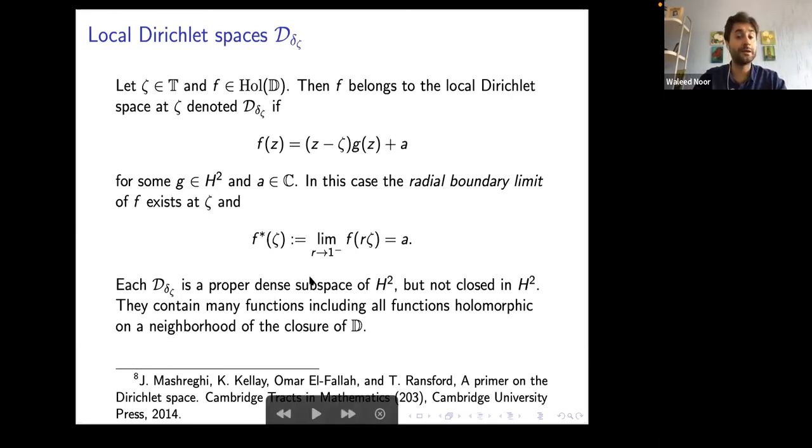These are proper but dense subspaces of H2, but are not closed in H2 with the topology of their own. But they contain many functions, including all holomorphic functions on a neighborhood of the closure. So they include all polynomials, they include most functions. Here I've given a recent reference for studying Dirichlet spaces.